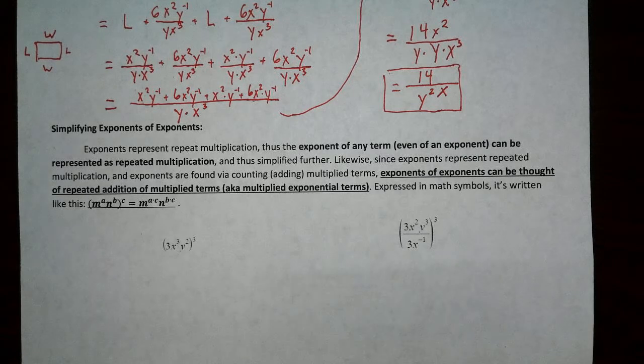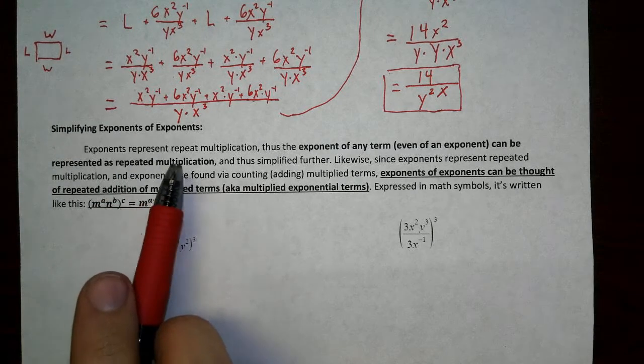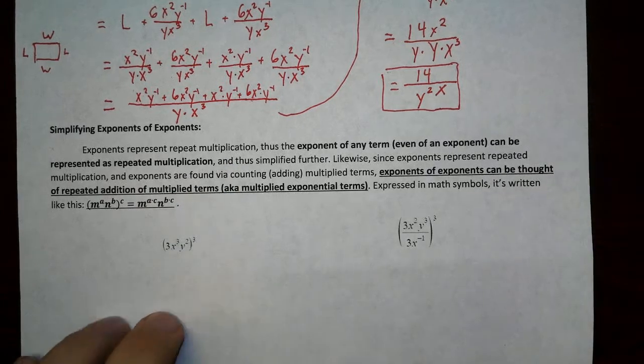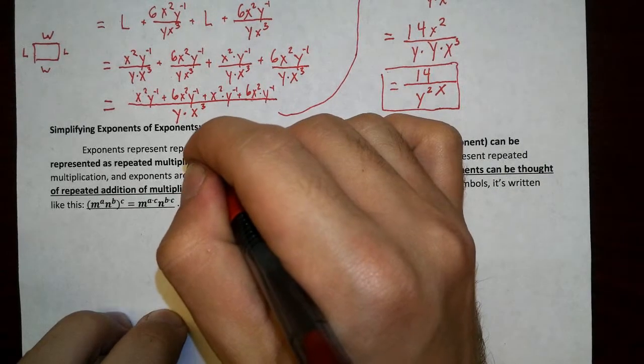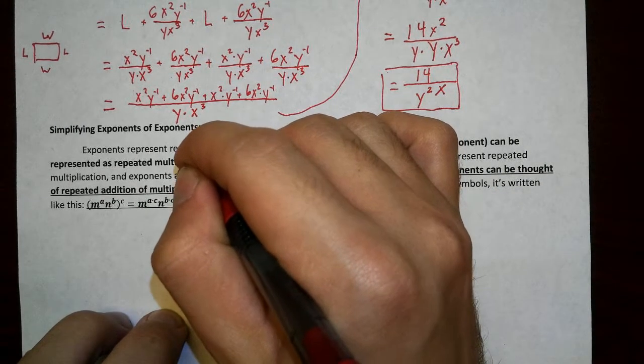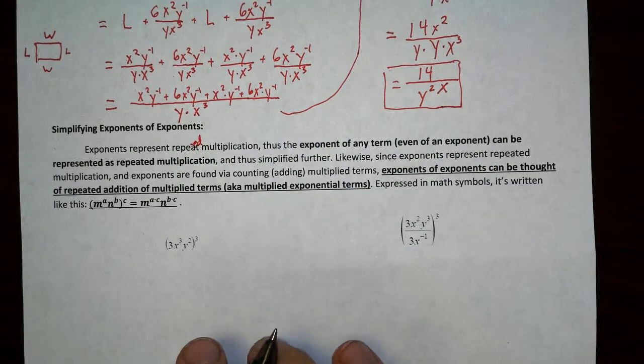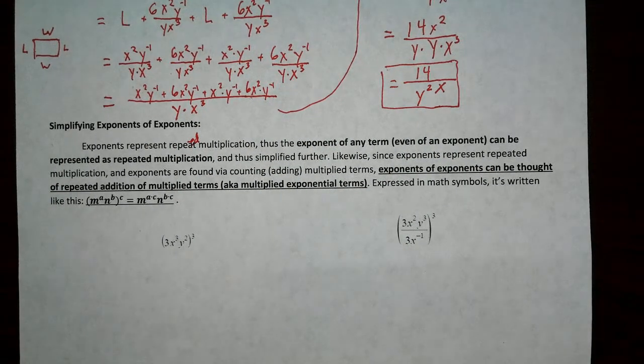So remember, we want to ground ourselves in the fundamentals and watch how they take us to the places we need to go. Exponents represent repeated multiplication. Repeated. That wasn't a mistake. That was intentional. Thus, the exponent of any term, even of an exponent, can be represented as repeated multiplication.